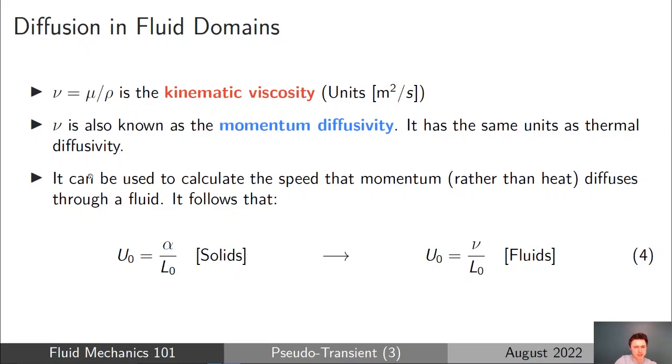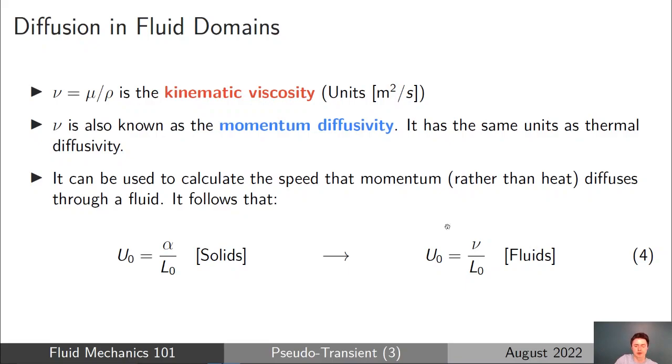It has the same units, and what it's really telling us is it's related to the characteristic speed that momentum is transported across a fluid domain rather than heat was transported across a solid domain, which we saw in the previous talk. And we can just use this direct analogy to derive a formula immediately. We saw for the solid domain, the characteristic speed u was just alpha over L naught, but for a fluid domain, we can use the kinematic viscosity divided by L naught, and that will give us the characteristic speed that momentum is propagated across the fluid domain.